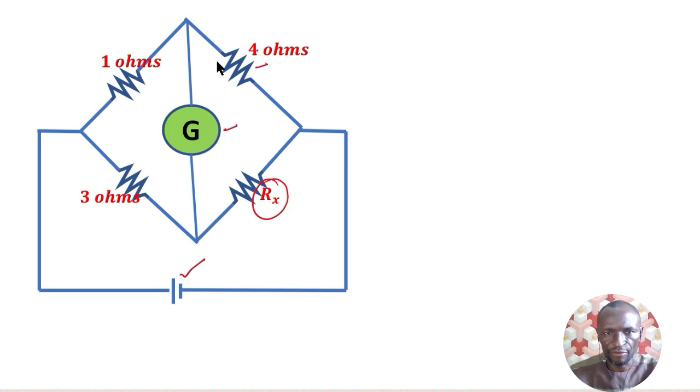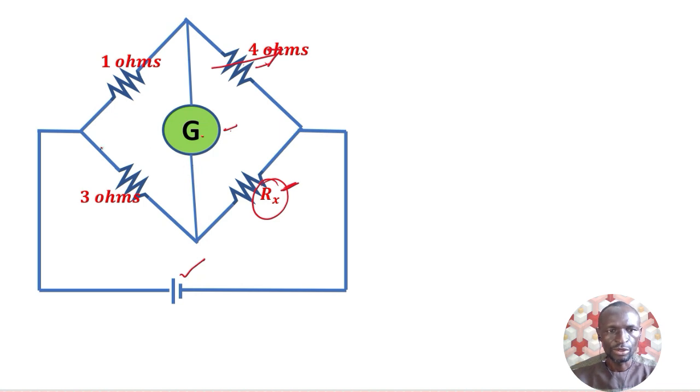We have a varying resistor. This is my varying resistor. The more I vary this resistor to the point where my galvanometer begins to deflect at zero, at that point, the Wheatstone bridge becomes balanced. Then I can take the exact value of my unknown resistor. That is the basic principle behind the Wheatstone bridge.